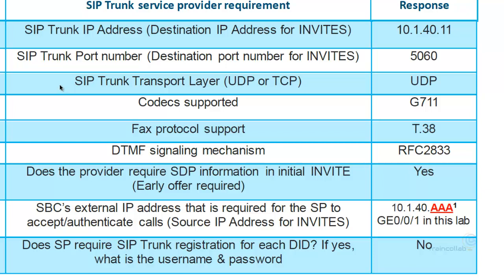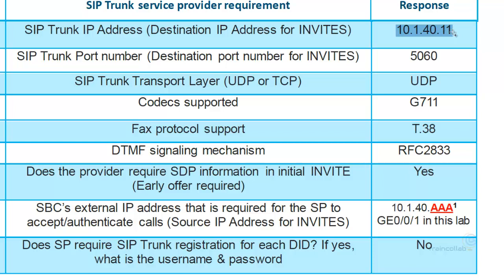The first requirement is, what is the IP address to which I would be sending the invites? I have a dial peer, I have a CUBE, it has an external interface. But what is your IP address, Mr. Service Provider, where I should send my SIP invites? And the service provider answers, please send me the SIP invite to this IP address.